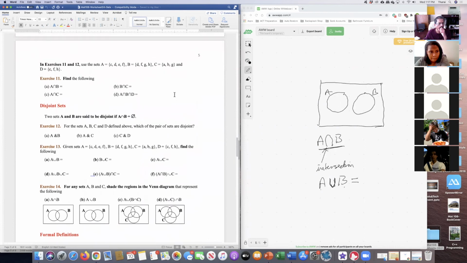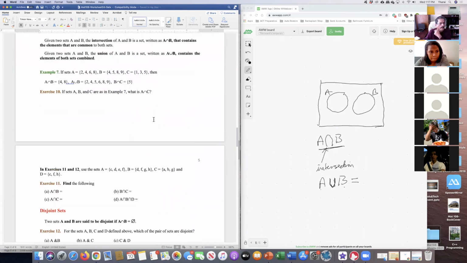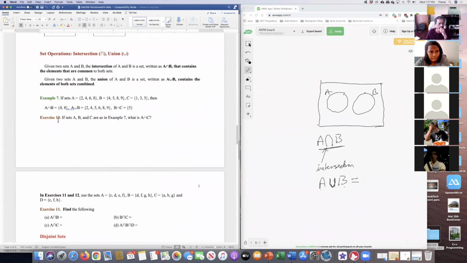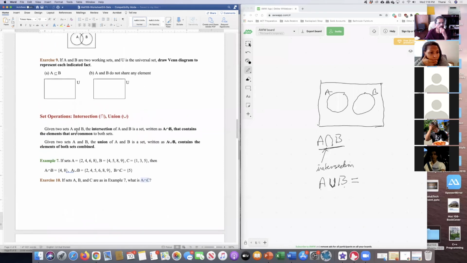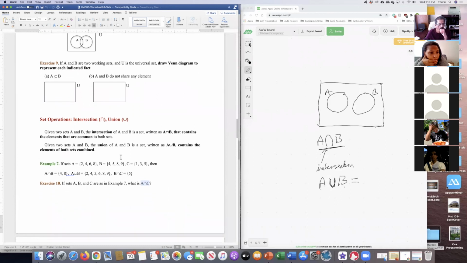All right, let's look at exercise 10. A, B, C are these sets right here. Then what is A intersection C? A intersection C. C has these elements. A has 2, 4, 6, 8.